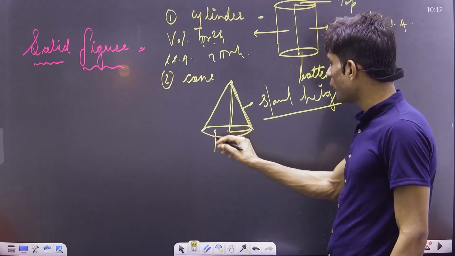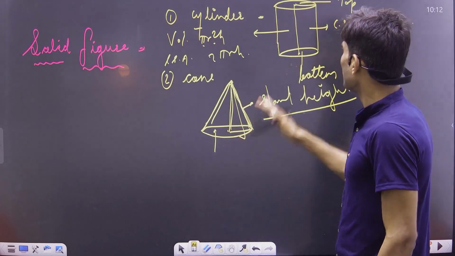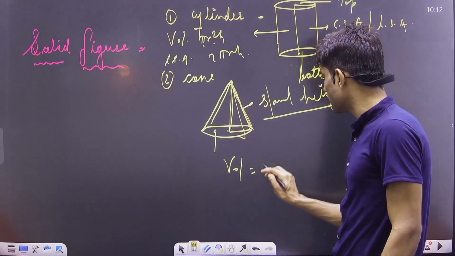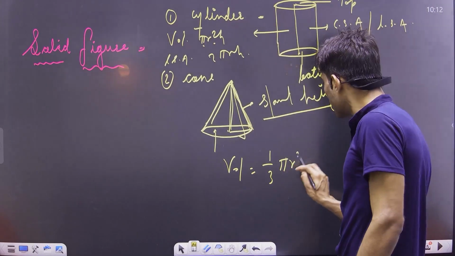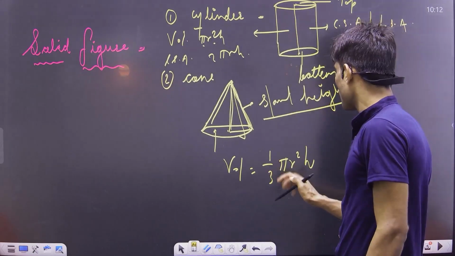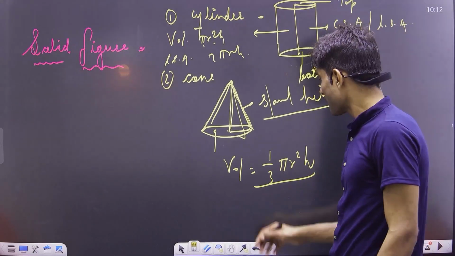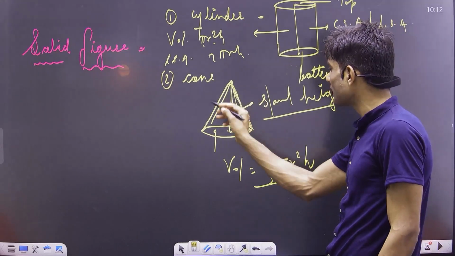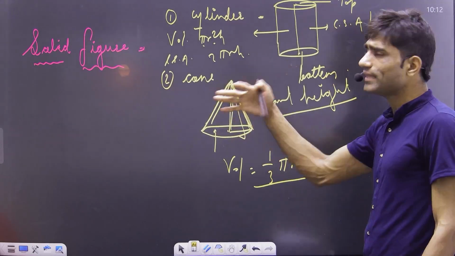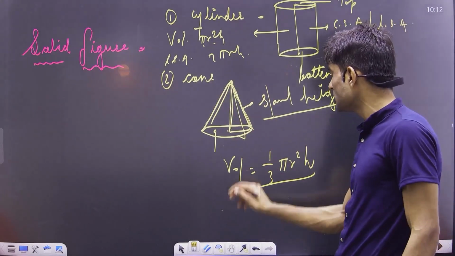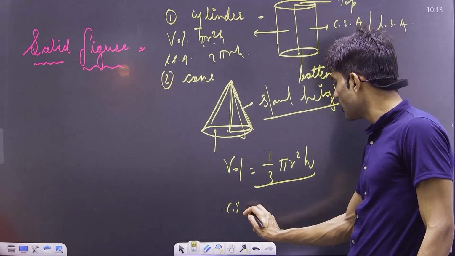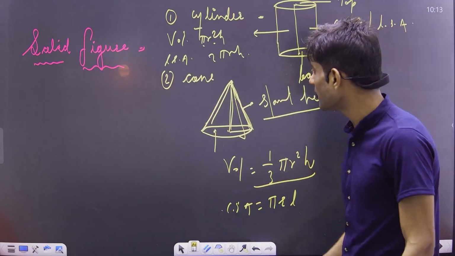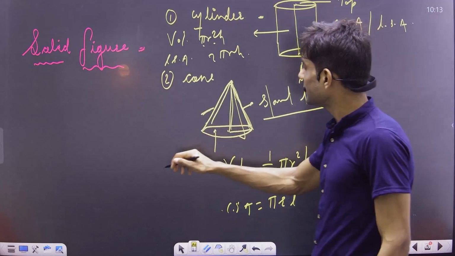Now what about the cone? In the case of a cone, when we divide that cylinder into 3 parts, we get the volume of a cone as 1 by 3 pi r square h. And for the curved surface area or lateral surface area, we have to look at only the rounded part. So we write the curved surface area which is pi r l. Why l? Because l here is the slant height.